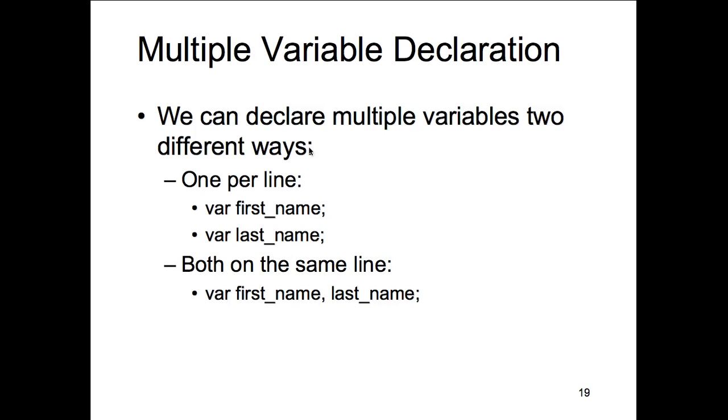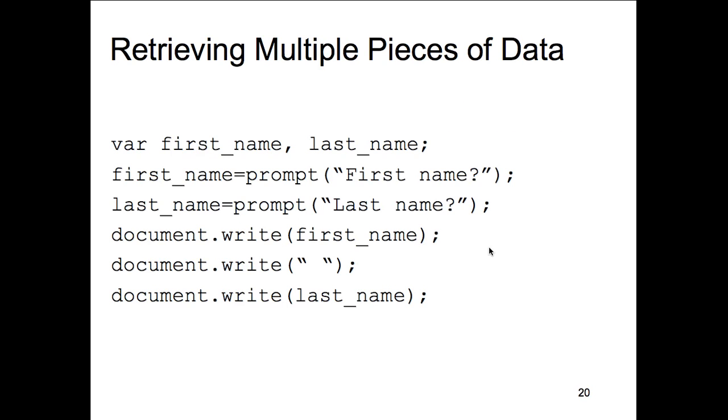And here's some examples. We can declare multiple variables in two different ways, one per line, or we can put them all together. This is the same thing you get in other programming languages. So variable first name, variable last name, two separate lines, or you can go variable first name, comma, last name, comma, string them all out. You'll commonly see it done this way because the programmer will decide these are all the variables I want to use, let's declare them up front and say here they are. So it makes it easier to find them in the code.